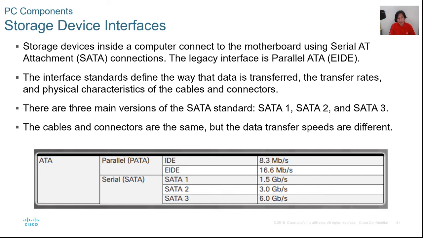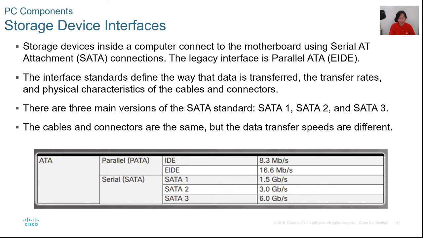So there are three main versions of SATA. We call them SATA 1, SATA 2, SATA 3. They differ in terms of the speed of reading, writing, and communicating with our primary memory. So there are three main aspects in terms of the speed.